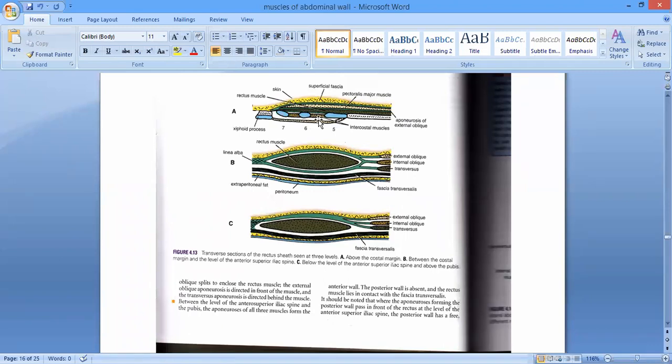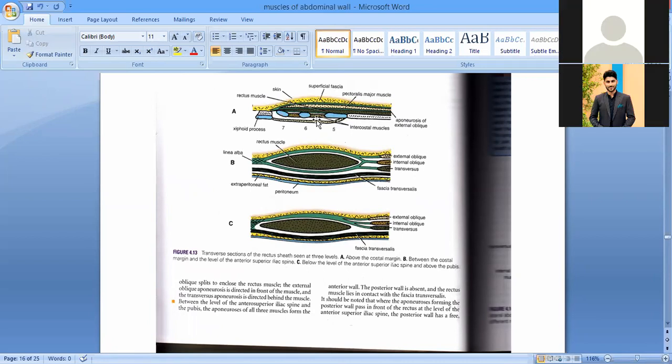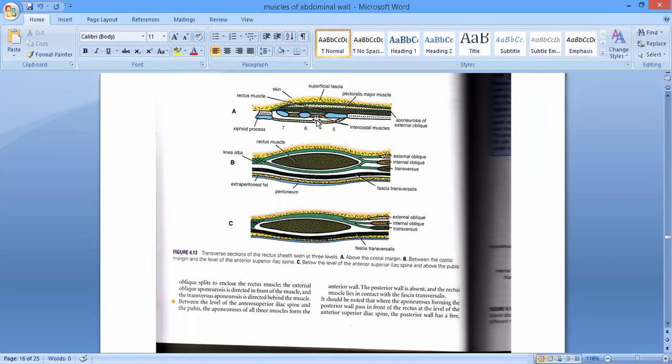So above the costal margin, the anterior wall is contributed by the aponeurosis of the external oblique muscle only, and the posterior wall is contributed by the 5th, 6th, 7th costal cartilages along with their intercostal spaces. ठीक है जी? कोई problem तो नहीं है बच्चे?